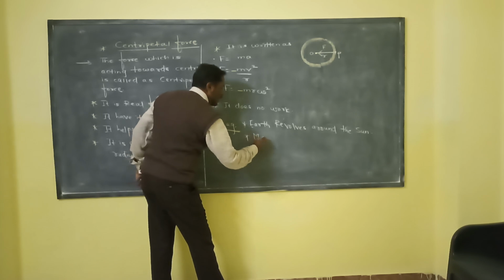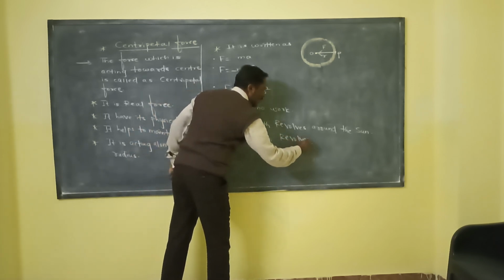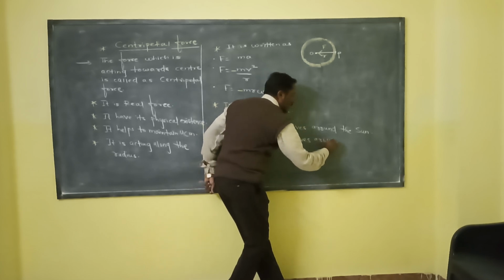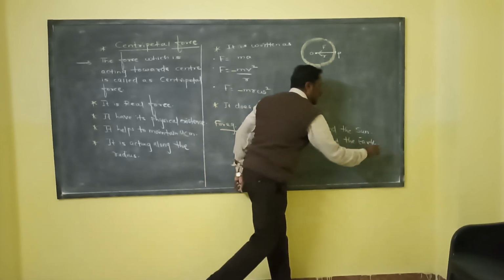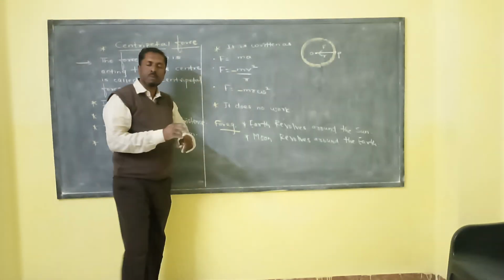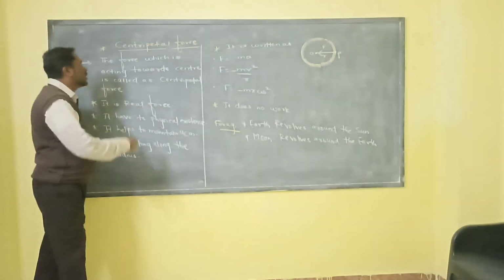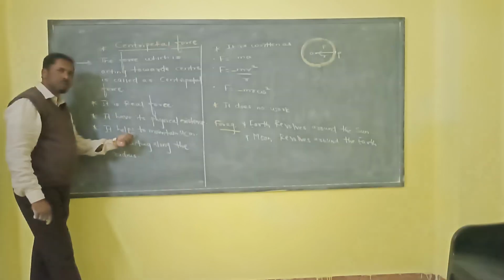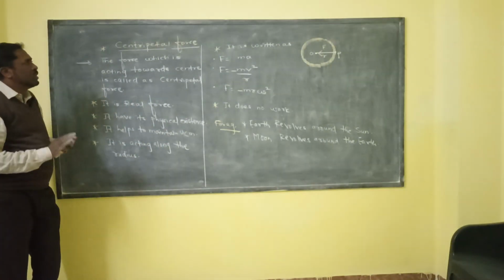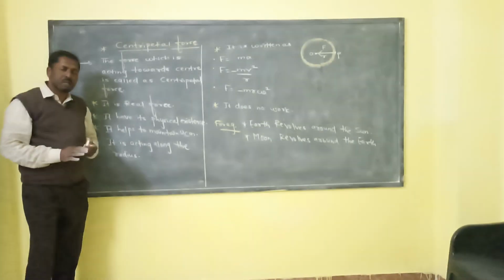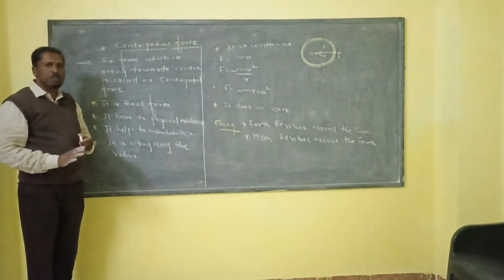Another important point: the Moon revolves around the Earth. Again, the Moon is performing uniform circular motion, and who is helping? Centripetal force. Centripetal force helps to maintain uniform circular motion. So these are the points generally asked for 2 marks: explain what you understand by centripetal force.